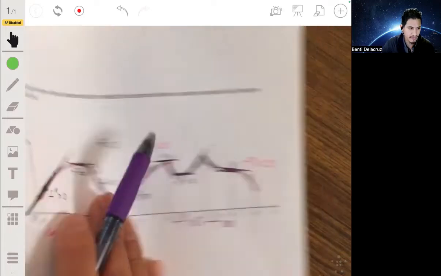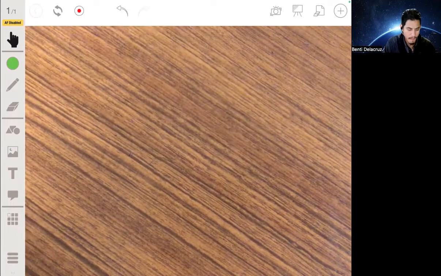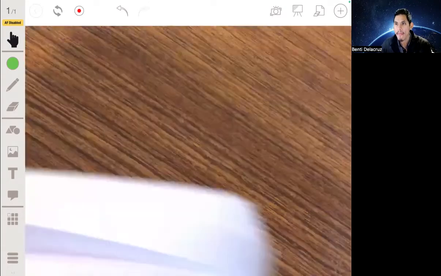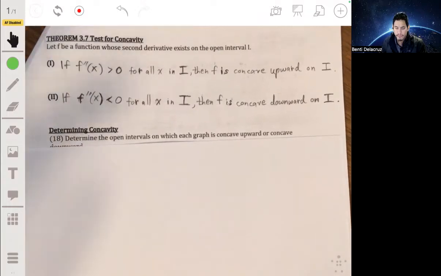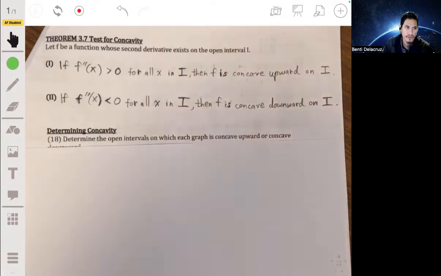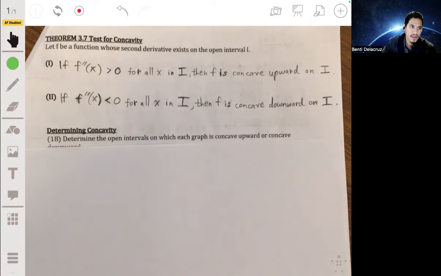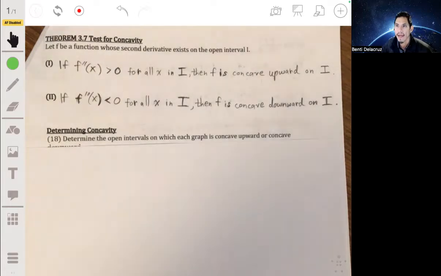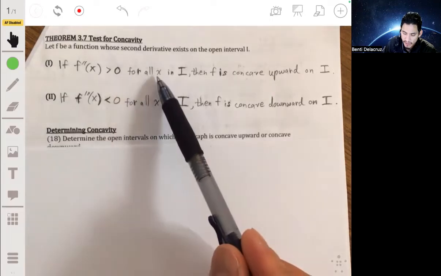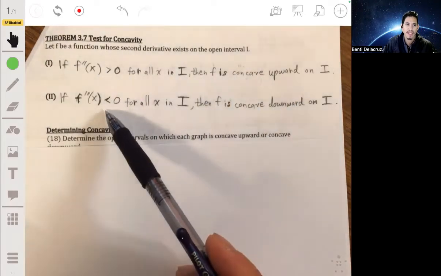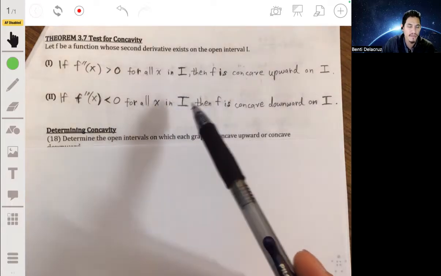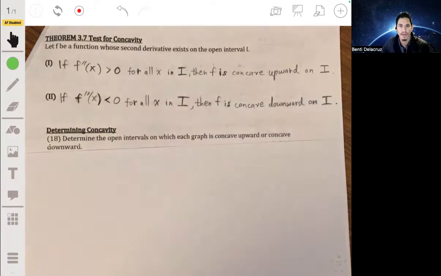So let's go look at the formal definition of concavity here. So there's what I basically just went over, formally. If we look at the second derivative and figure out the sign of it, when the second derivative is positive for all the values of x in the open interval, it's concave up on that interval. If the second derivative is negative for all the values in that interval, it's concave downward on that interval.